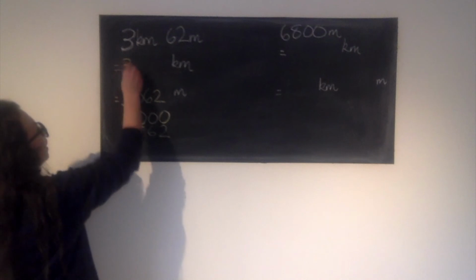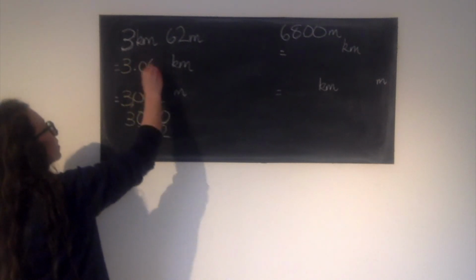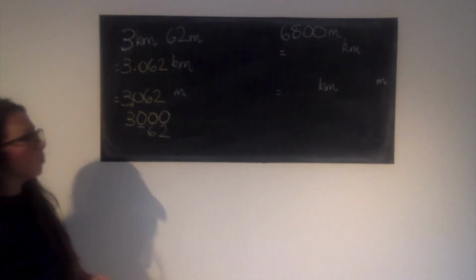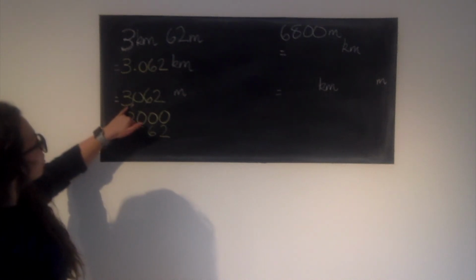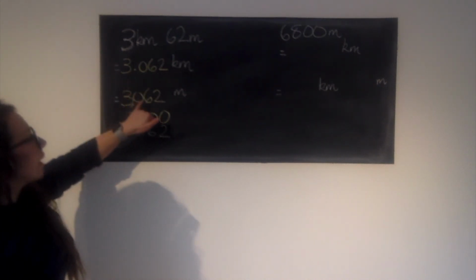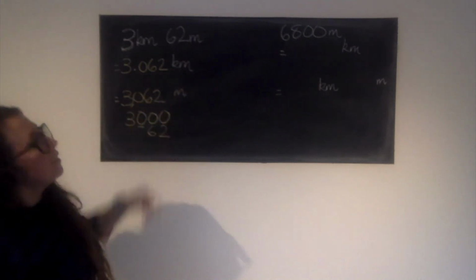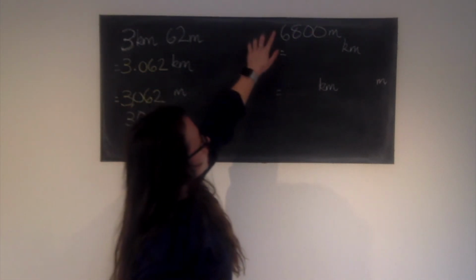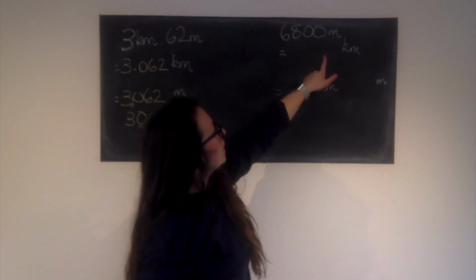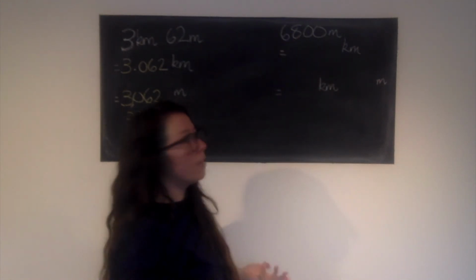So 3.062 kilometres, okay? Because the 3 is in our ones column, and then the rest go into our decimals. So 3.062 kilometres. Now to look at this one, it's the opposite. So 6,800 metres. What's that in kilometres? So we know we just need to divide that by 1,000.